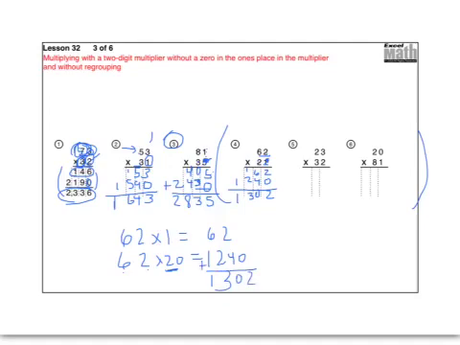Alright, so here's how to do number 5. 3 times 2 is 6. 2 times 2 is 4. Think of it this way, 23 times 2. 2 23s. 23 and 23 is 46.